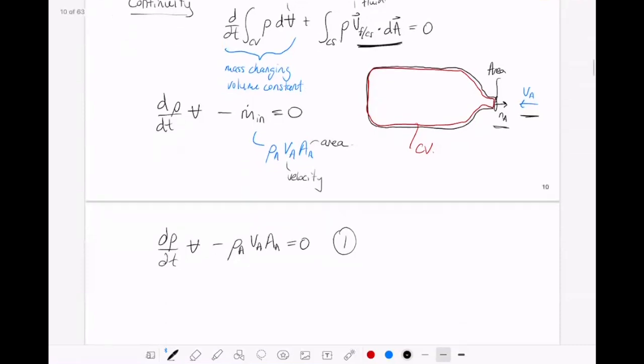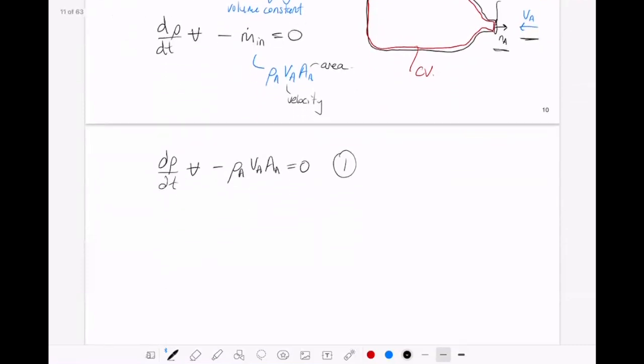So we have one equation. We have the rate of change of our density times our volume, which is known, is equal to our density of our gas times the velocity times the area of the gas entering our control volume. So we need another equation. So what's another equation we can use?